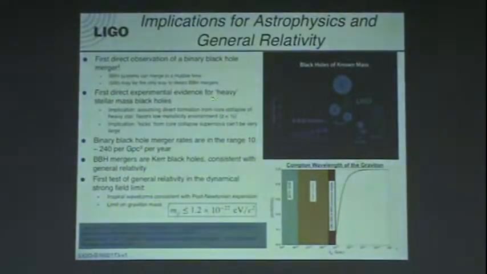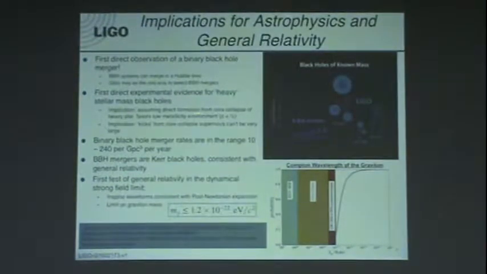It's the first direct evidence for heavy stellar mass black holes. This guy is 62 solar masses. You can see that all of the known black holes from X-rays are much, much less massive. Our detection, if you go through some astrophysics, says a little bit about the formation environment. These black holes were probably not too new.